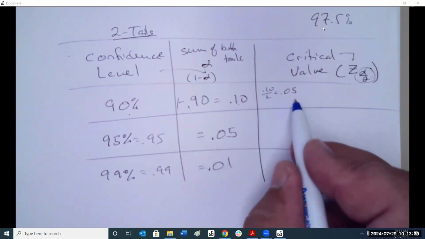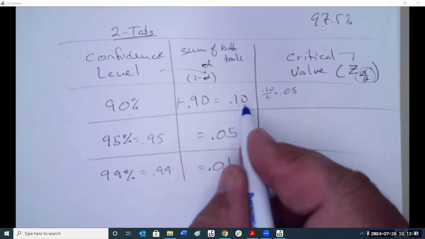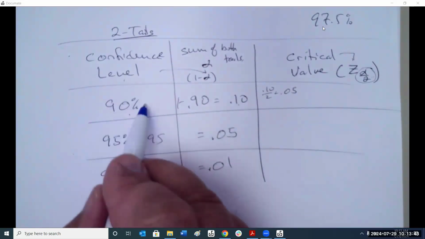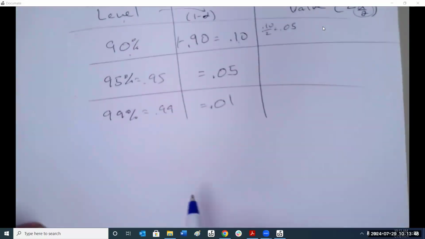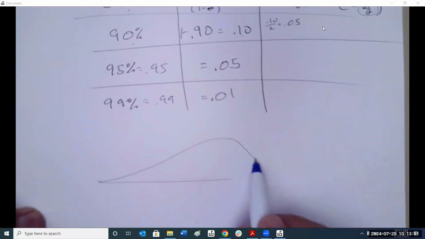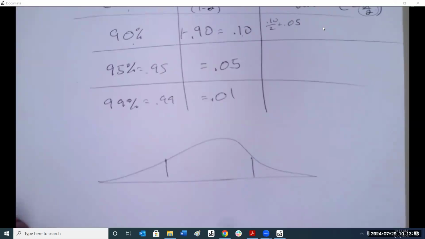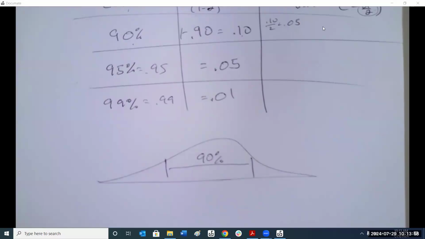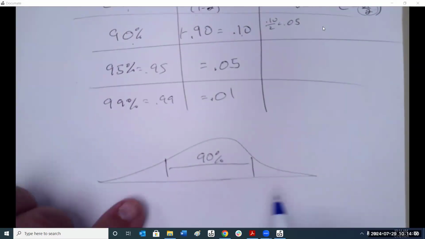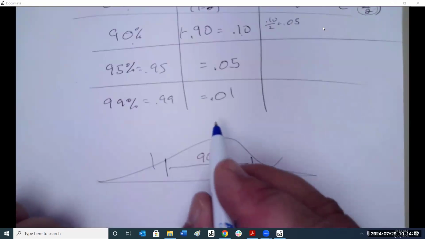Now remember, we have to divide alpha by 2. This is the area of the tails. What this says is that between our critical values, we know that 90% of the data will be here. So this one and this one together equal 10%. So this one is 5%, and this one is 5%.